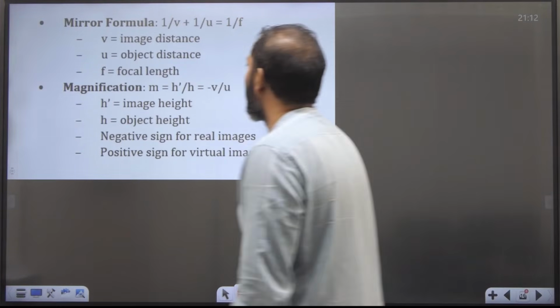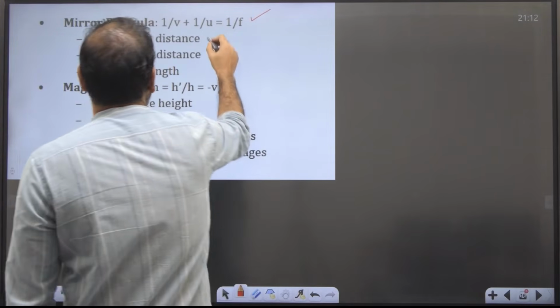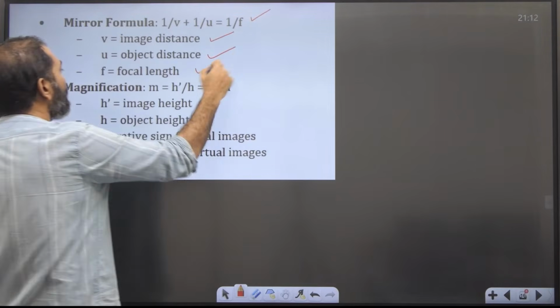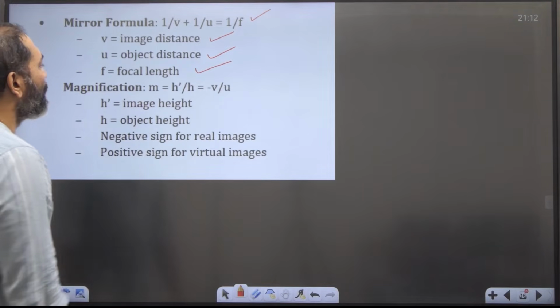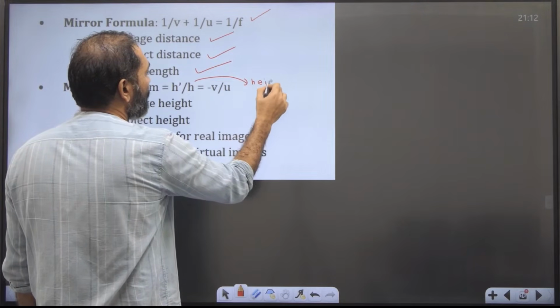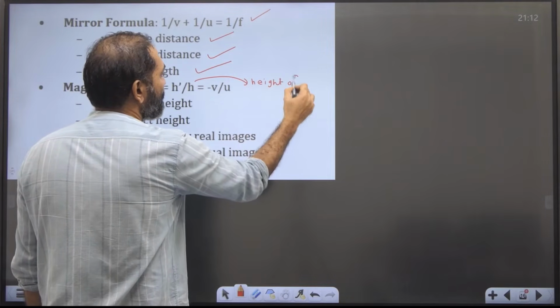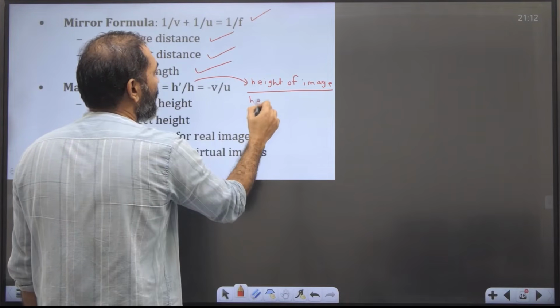So what is mirror formula? 1 by u plus 1 by v is equal to 1 by f, where v is image distance, u is object distance, f is focal length. What is magnification? Magnification, its definition is height of image divided by height of object.